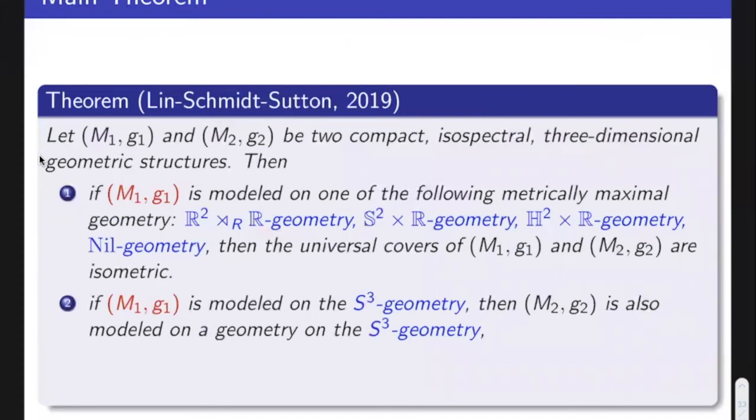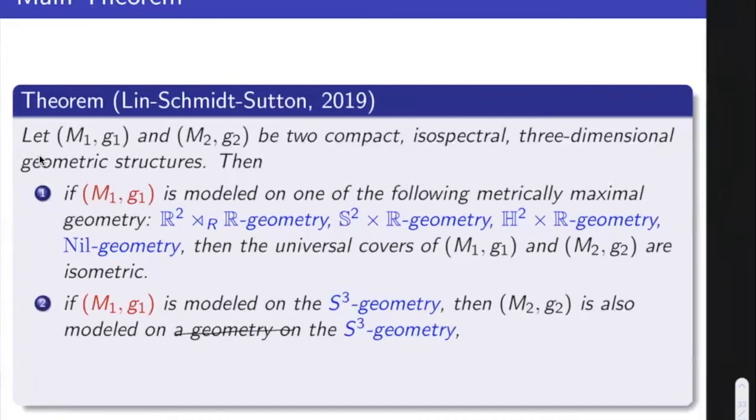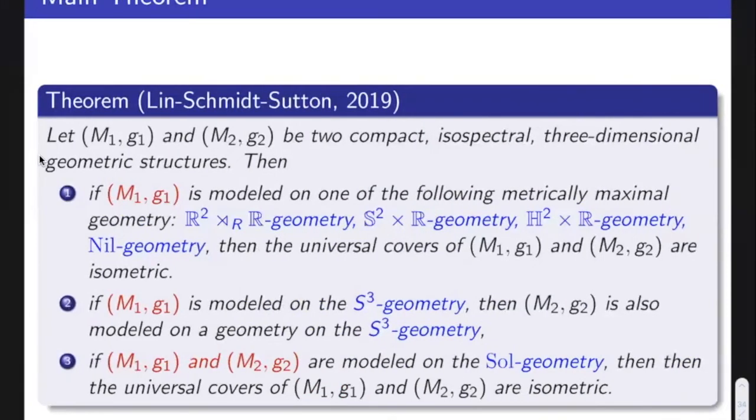Then we have the statement: if M1G1 is modeled on S3 geometry, then M2G2 is also modeled on S3 geometry. Lastly, if M1G1 and M2G2 are both in the Sol geometry, then the universal covers of M1G1 and M2G2 are isometric.